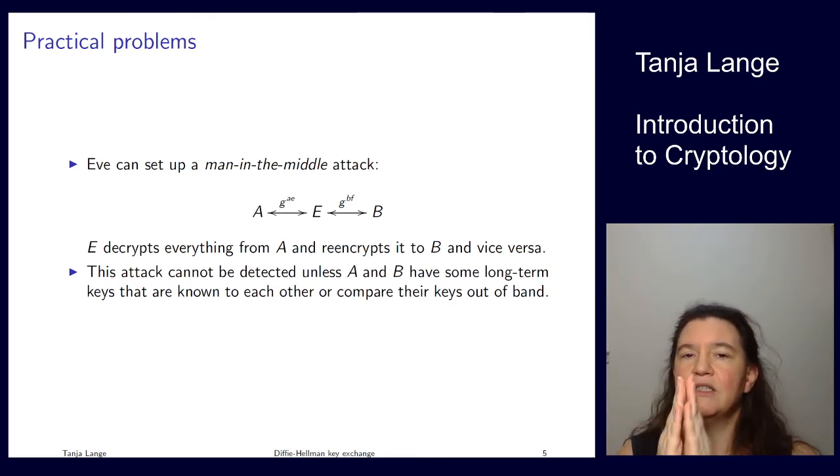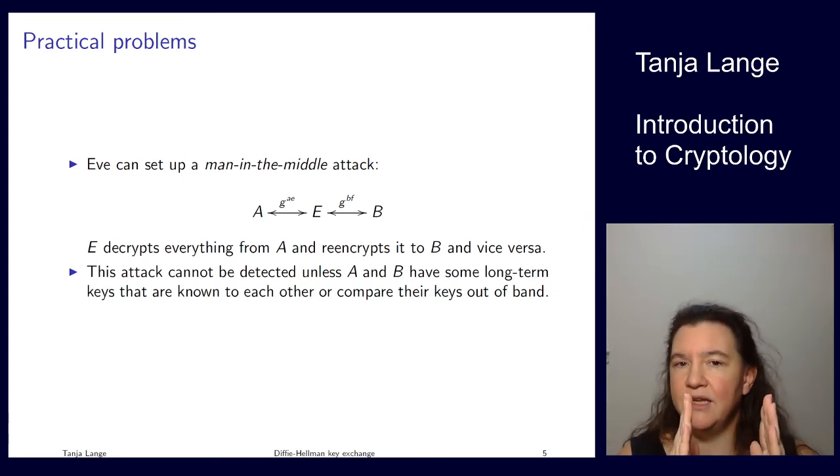So what Eve then does is she pretends to be Alice towards Bob and mounts another key exchange. So she's then taking some g to the f, saying, "Hey Bob, I'm Alice, let's talk. Here's my key share of the day, here's my g to the f." And then Bob says, "Okay, well, let's talk, here's my g to the b." And now also Eve and Bob have a shared key.